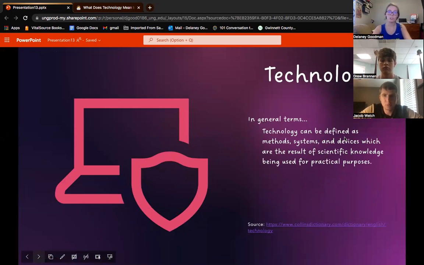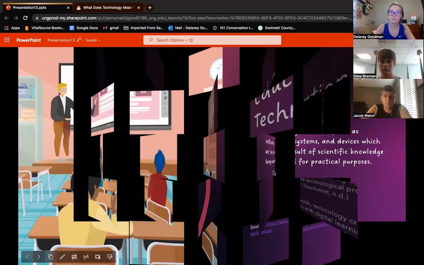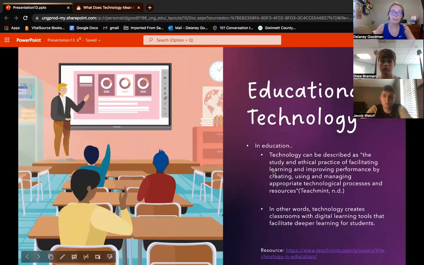So technology in general terms can be defined as methods, systems, and devices which are the result of scientific knowledge being used for practical purposes. In the educational setting, it can be defined as the study and ethical practice of facilitating learning and improving performance by creating, using, and managing appropriate technological processes and resources. So basically, in other words, technology just creates classrooms with digital learning tools that facilitate deeper learning for students.